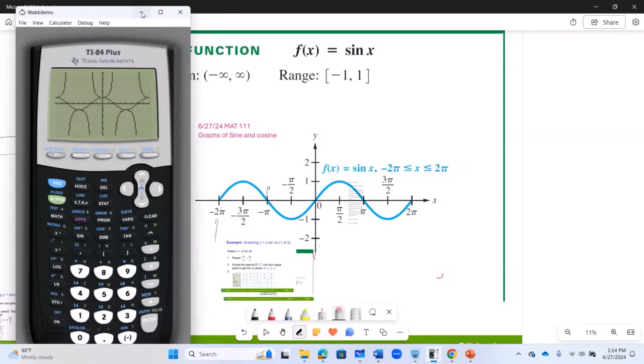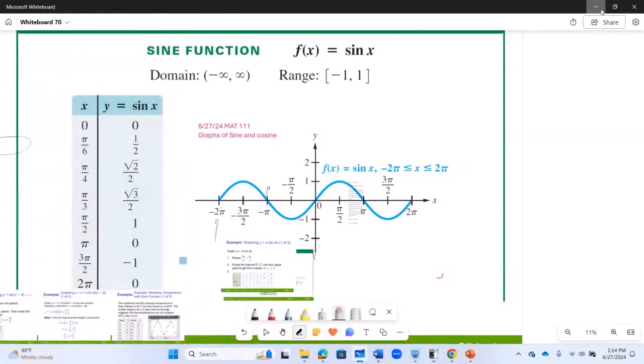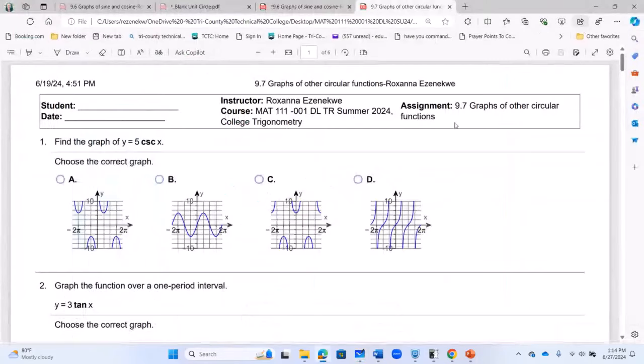Okay, by the way, let's go to homework 9.7. We're already in 9.7, and I want to answer the question: find the graph of 5 cosecant x. So you ask yourself, this should be the one, but let's go here.